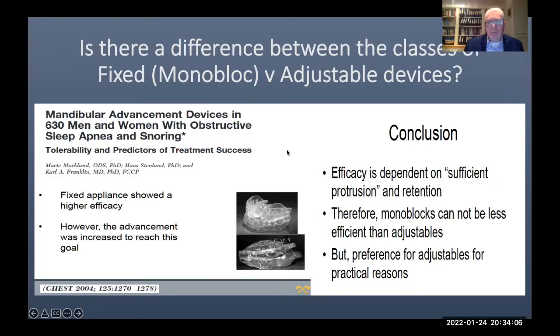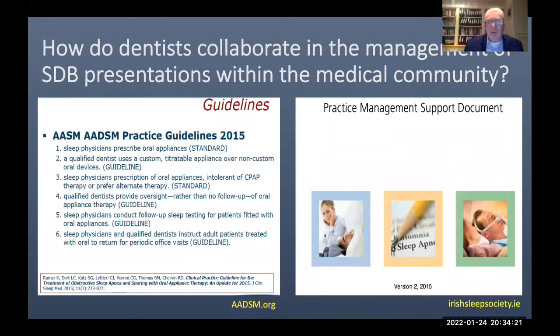But any device is dependent on sufficient protrusion. So ergo, according to the literature, there's no difference when you reach the Goldilocks position, or when the optimal position is achieved. But obviously, it's a lot more difficult to optimize these devices if they're monoblocks. They require a lot more laboratory time or chairside time to adjust them, and there are also seating issues with them, which are slightly more complicated.